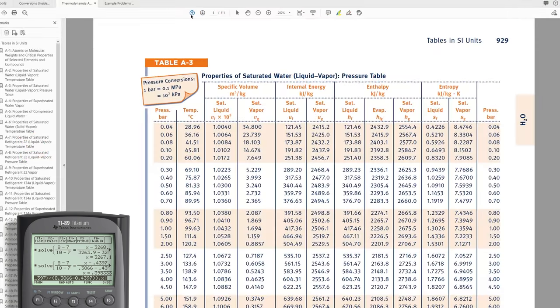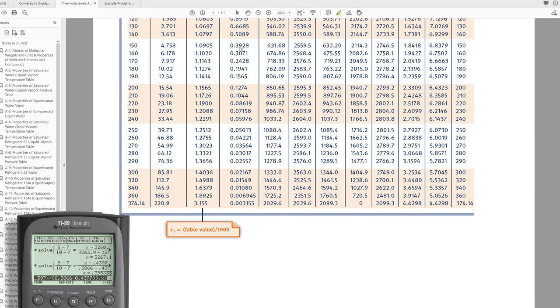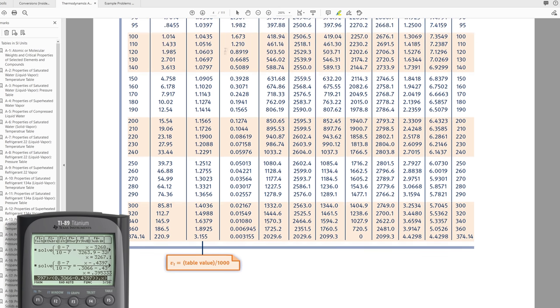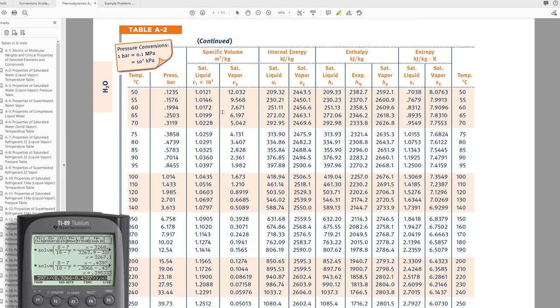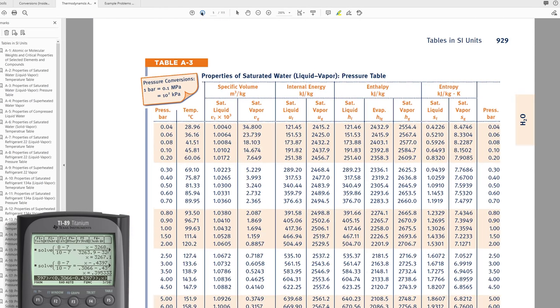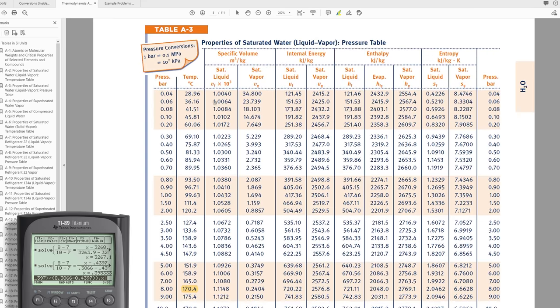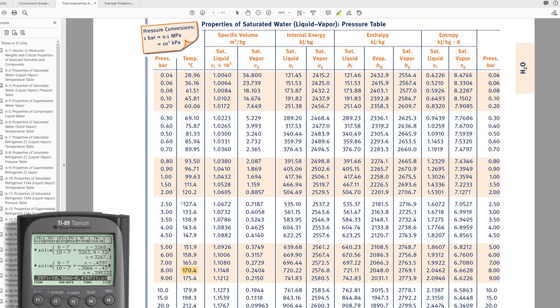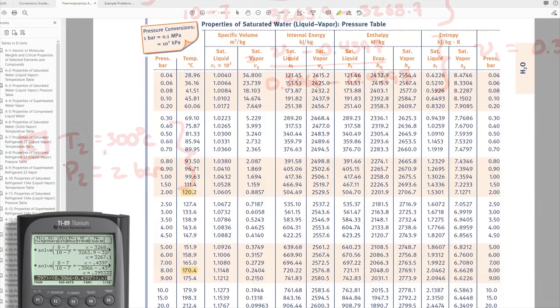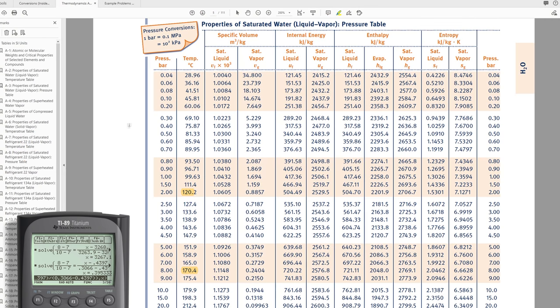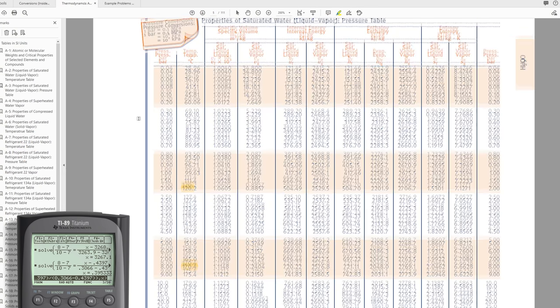So I will jump back into my saturation tables. And again, I could look up the saturation temperature corresponding to my pressure and then compare that to my temperature. Or I could look up the saturation pressure corresponding to my temperature and compare that to my pressure. So at 2 bar, I see that the saturation temperature is 120.2 degrees Celsius. My temperature at state 2 is higher than that because 300 is higher than 120.2. Therefore, it must be a superheated vapor.